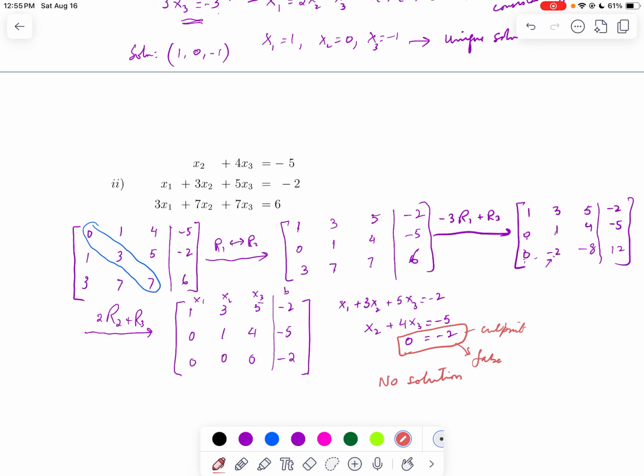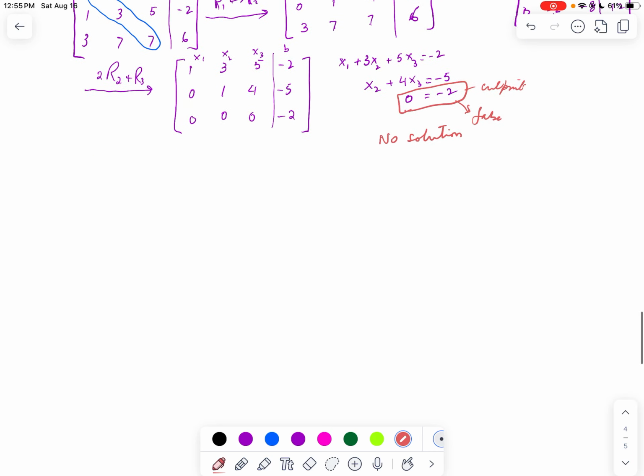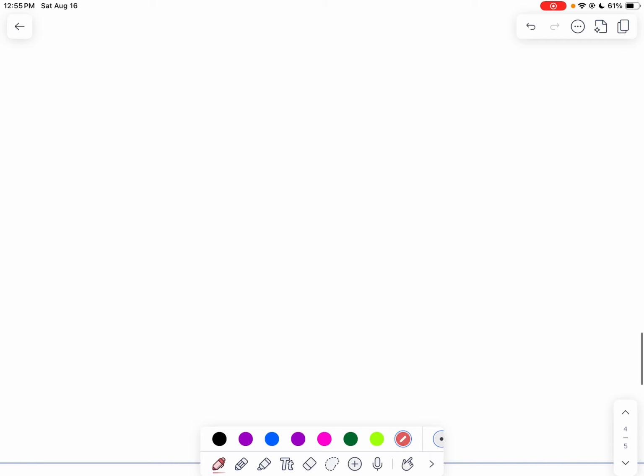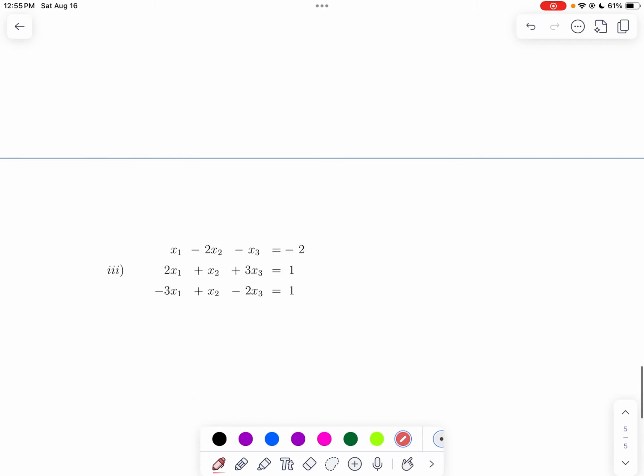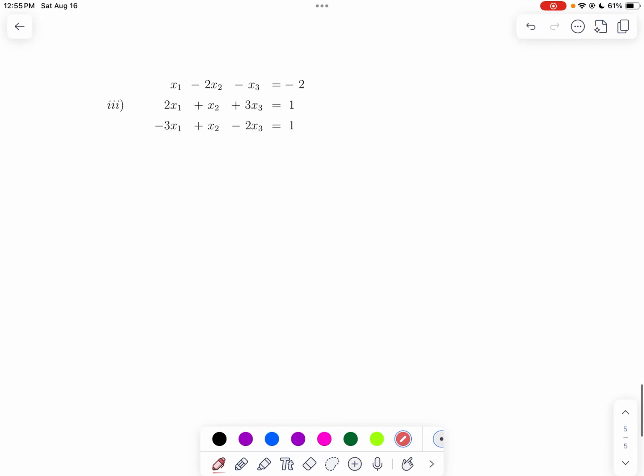The last one is infinitely many solutions. So let's see this example. What does this give us? So we start with the augmented matrix.